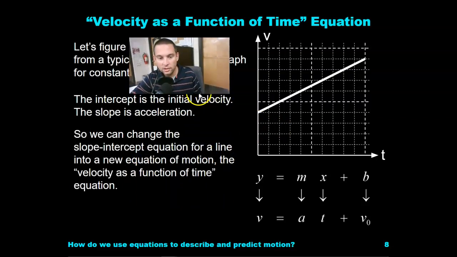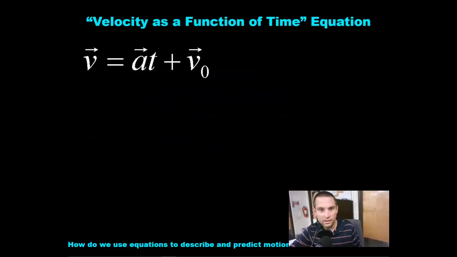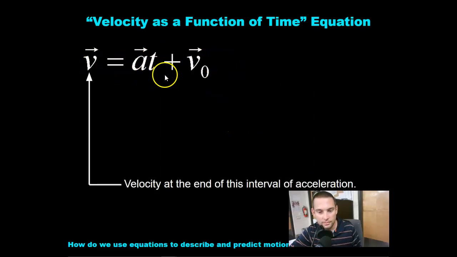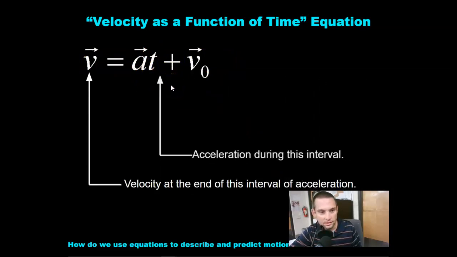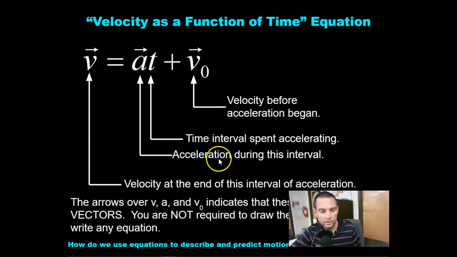So we can change the slope-intercept equation for a line into the velocity as a function of time equation. Remember, that's a different way of saying v versus t for a graph, right? So all we're doing is translating that graph into an equation. There it is in all of its glory with vector symbols. Time, not a vector. Velocity, acceleration during this interval, time spent accelerating, velocity. There we go.